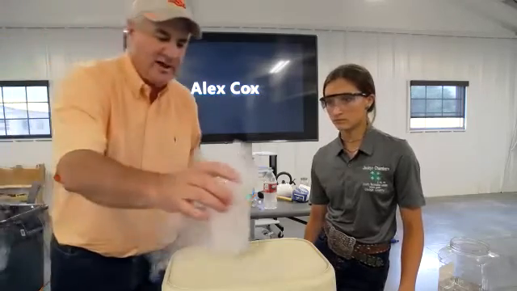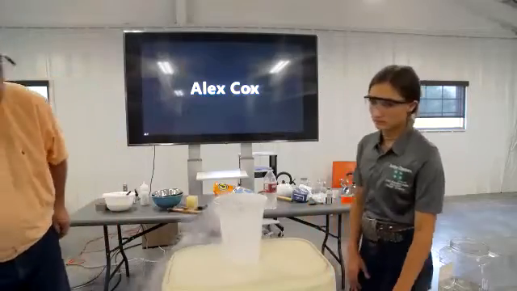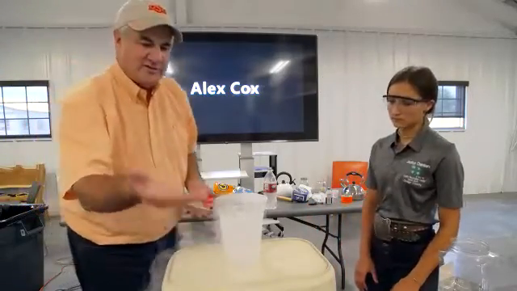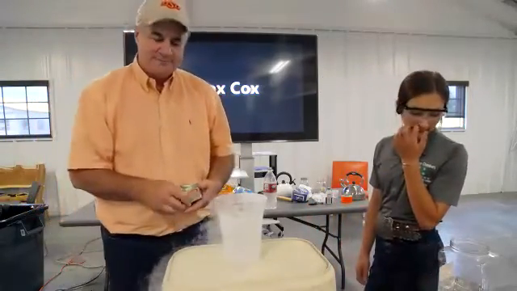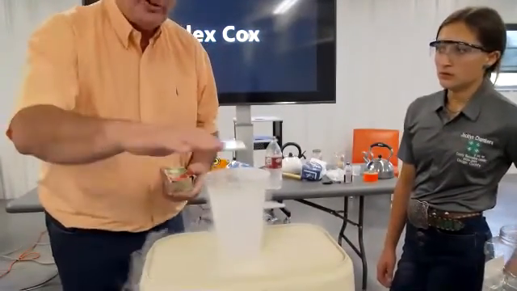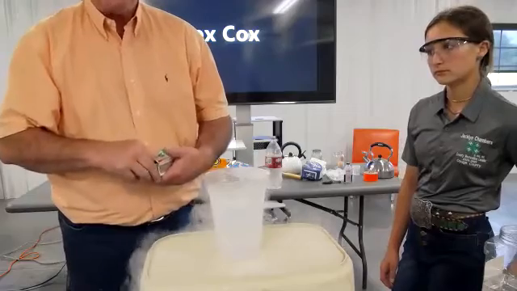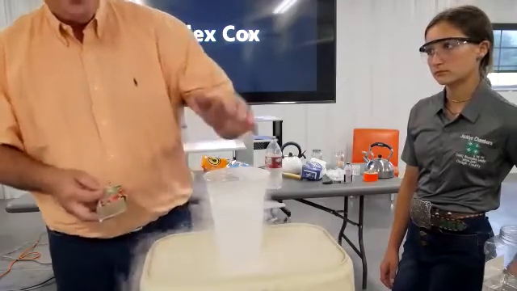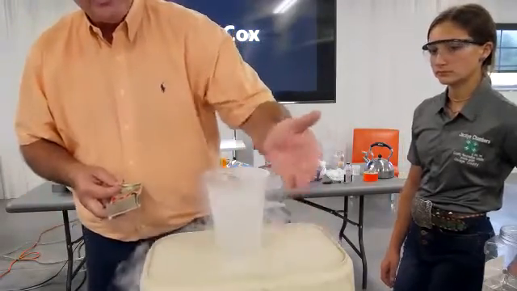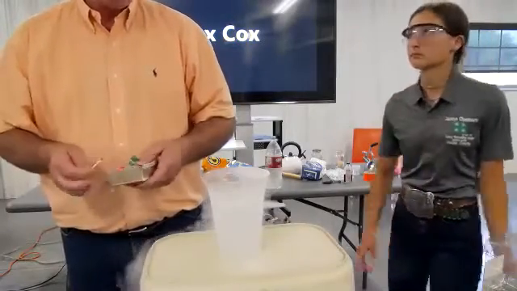Here we've got the liquid nitrogen going through the phase change. The liquid is boiling, and it's got pressure, right? You see the pressure coming out. That's pure nitrogen gas coming over the top, and as it reacts with the air, it condenses the water out of it.